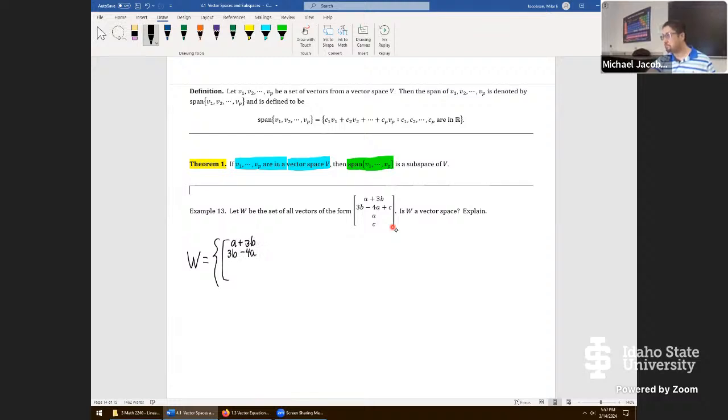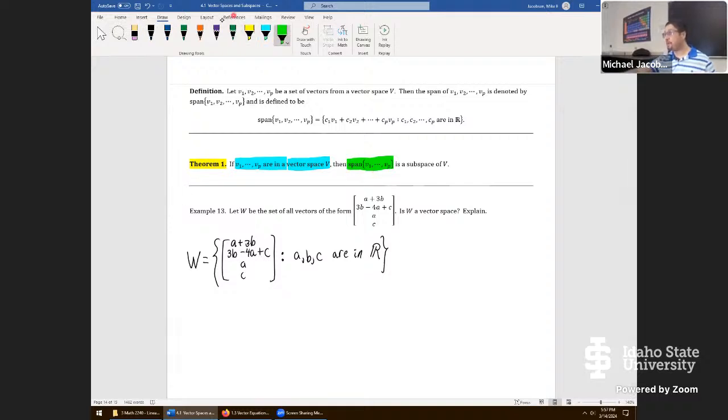3B minus 4A plus C. Then A and a C down below. We'll say such that A, B, C are in R. So now we have a set. If we're going to use theorem 1, we need to write it this way as a span.